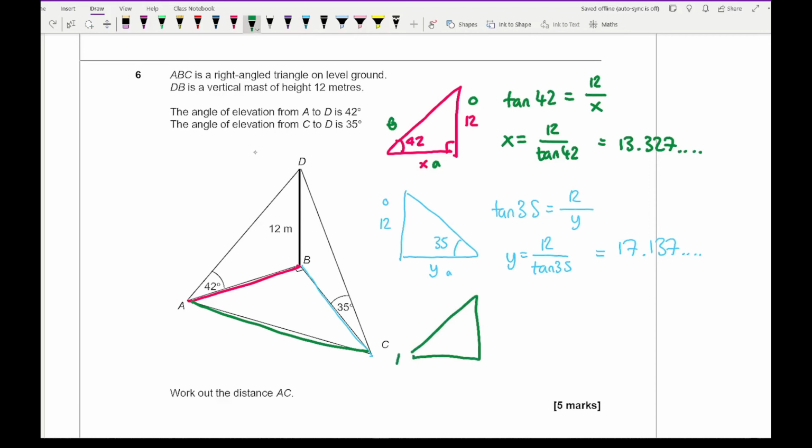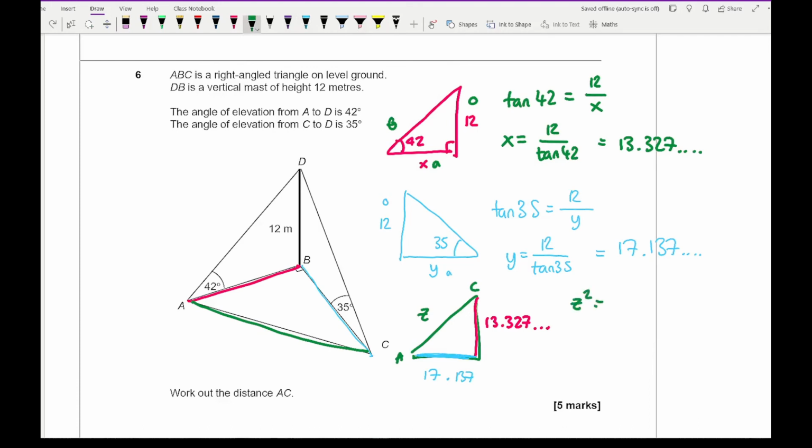So then working with that right angle triangle, I know that this length here, which is A to C, which is what I'm trying to find, let's just call that z. And we know that this line here is 13.327, and we know that this line here is 17.137. Don't worry if you've got those two sides muddled up. So then to find out z, we've got to use Pythagoras again.